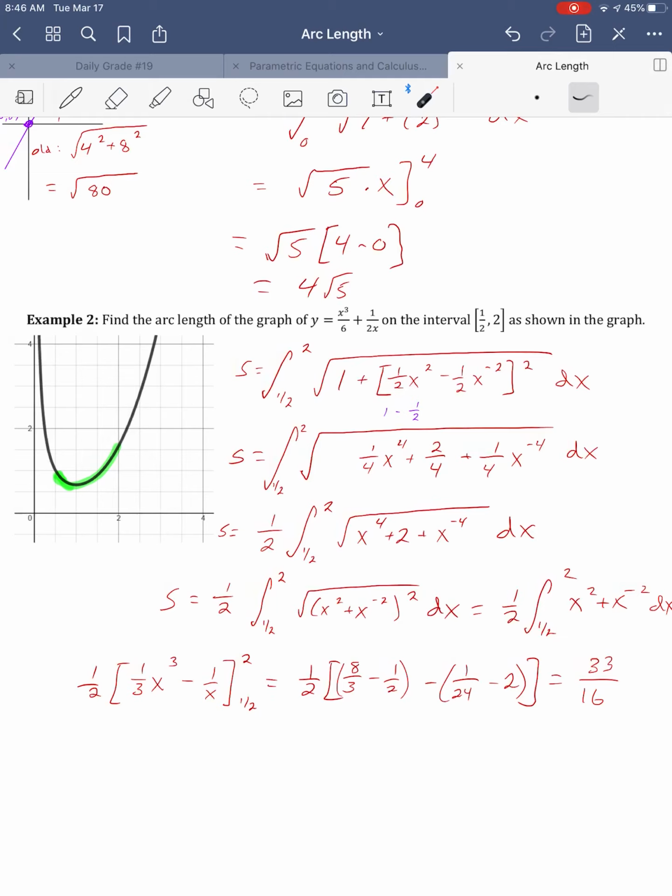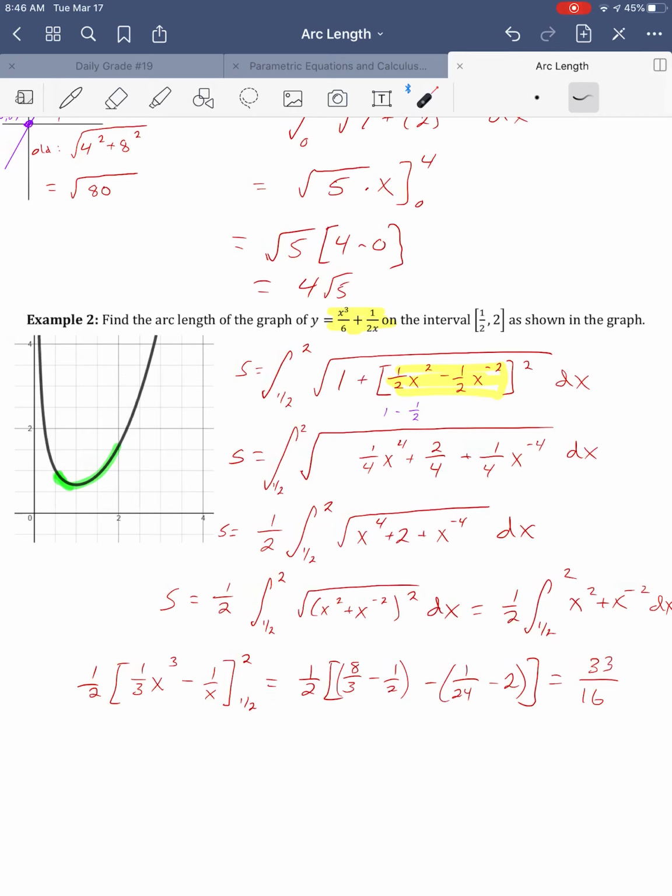All right, so I set this thing up. So I got the square root of 1 plus, this is the derivative. I went ahead and previously took the derivative and plugged it in. Now the next thing I did is I FOILed it. So I FOILed this out, and I added the 1 in. Okay, so that gets me to here.